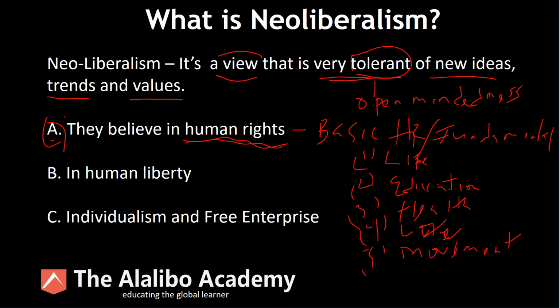And if the rights are taken away from them, they have recourse in a court of law to address the violation of their rights. The second element is human liberty, and liberty here means freedom. So liberty means freedom, and here we are saying that neoliberalism believes that human beings should be free, free to do as they please.